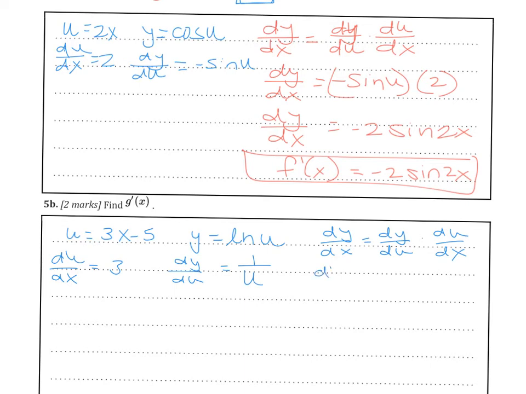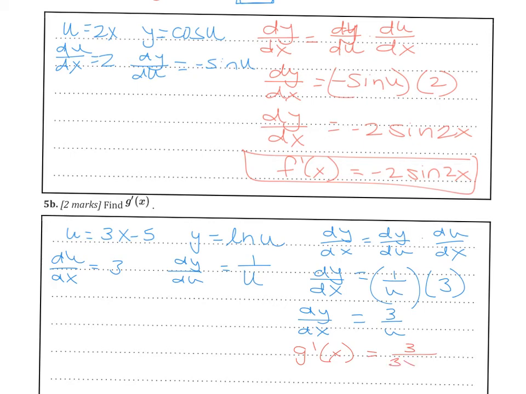And so we can go plug in into our chain rule formula. So dy du is 1 over u. Du dx is 3. So that becomes 3 over u. So our first derivative is 3 over u, but we can't leave it as 3 over u. We have to replace u with what we defined it as in the first place. So that's 3x minus 5.